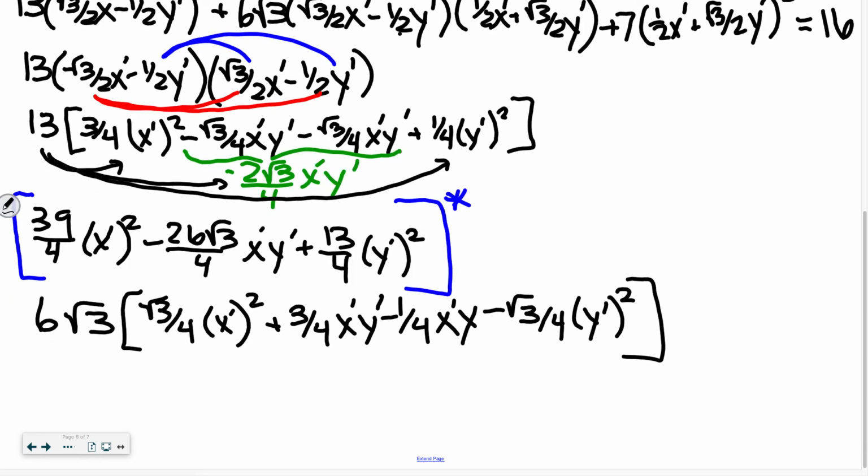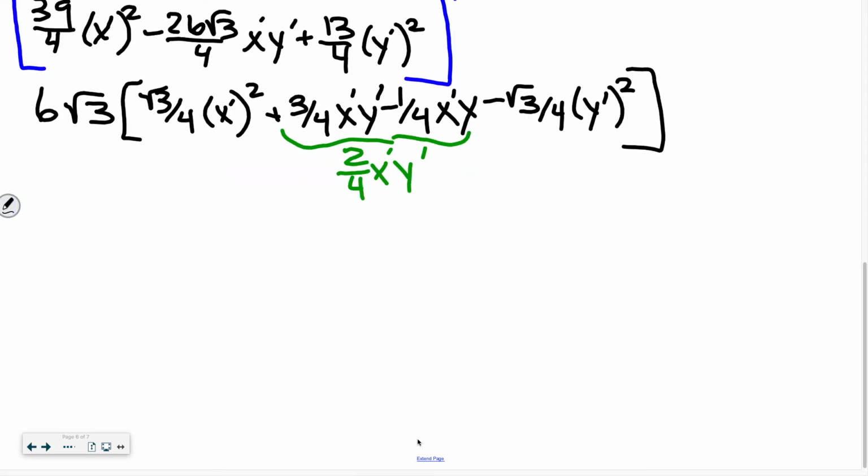Okay, now again, the x prime, y primes don't cancel, but I can combine them. 3/4 minus 1/4 is 2/4 x prime, y prime. And then I wanted to do this one so you could see we are going to distribute the 6 square root 3.